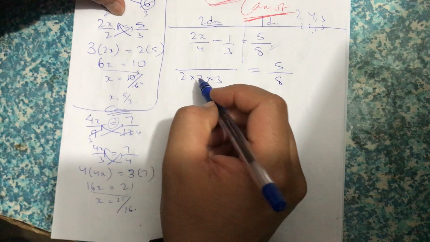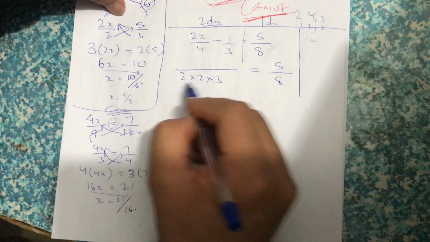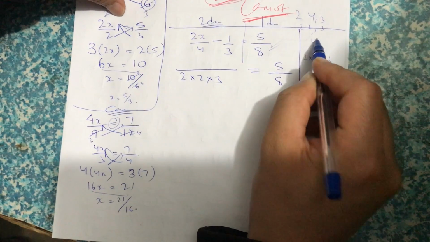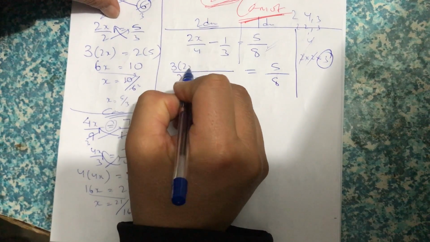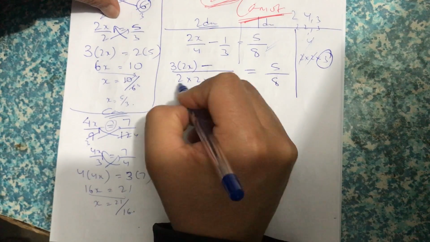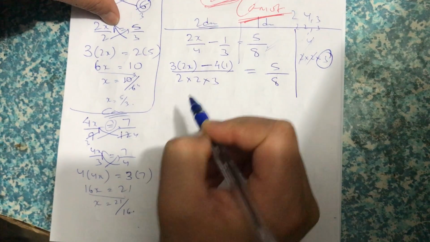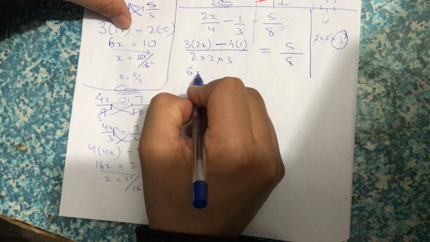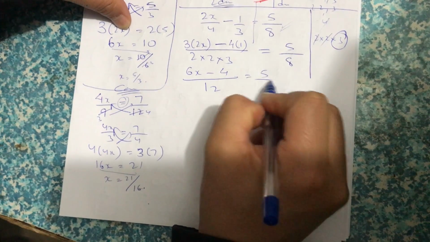So then this becomes what? 4 gets cancelled with this one. So in the rough, if you still have a problem, this is a 4, and over here I have 2 into 2 into 3. So 4 gets cancelled with this, and the left over is a 3. So the 3 will multiply 2x minus over here 3 1s are 3, and then the 4 gets multiplied with the 1, and then what do I get? I get 6x minus 4 divided by 2 2s are 4, 4 3s are 12, is equal to 5 by 8.